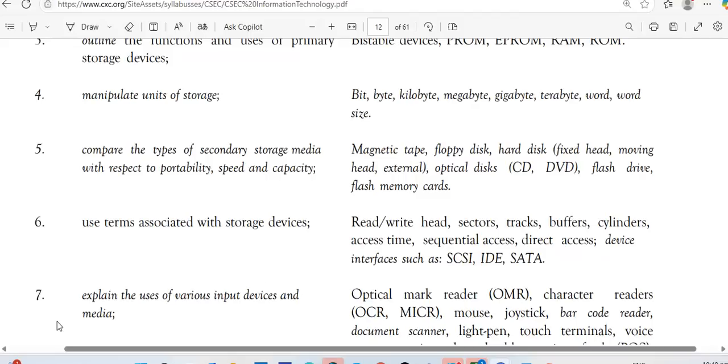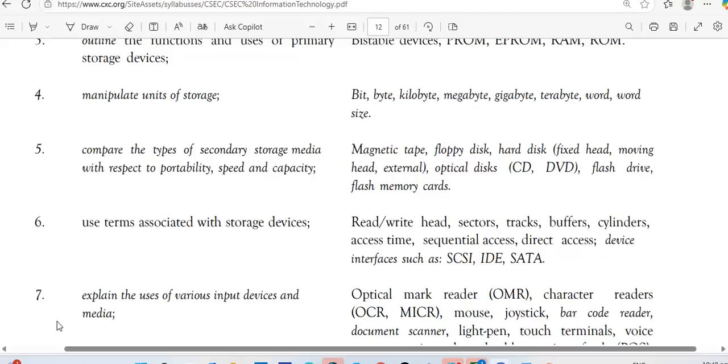So let's look at the speed of the magnetic tape. What do you think the speed would be? Would it be slow, fast? The speed would be slow. Capacity, high. Magnetic tapes are used for archival purposes and are not commonly used for everyday storage.